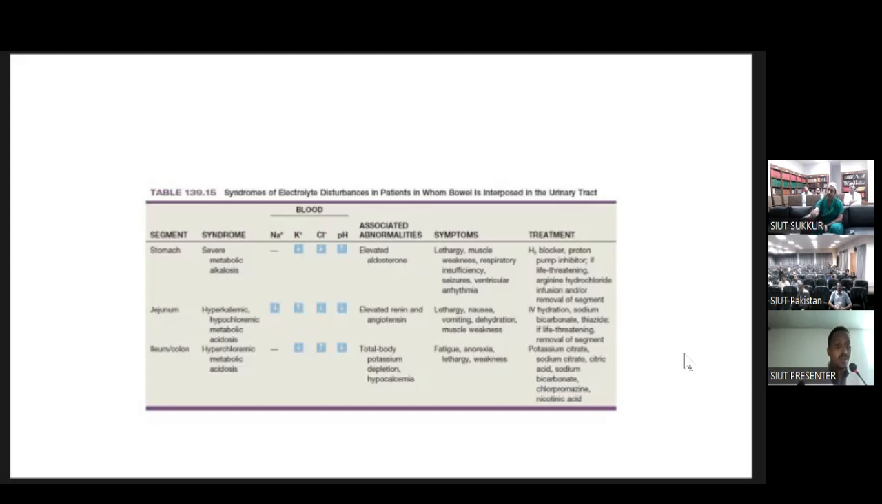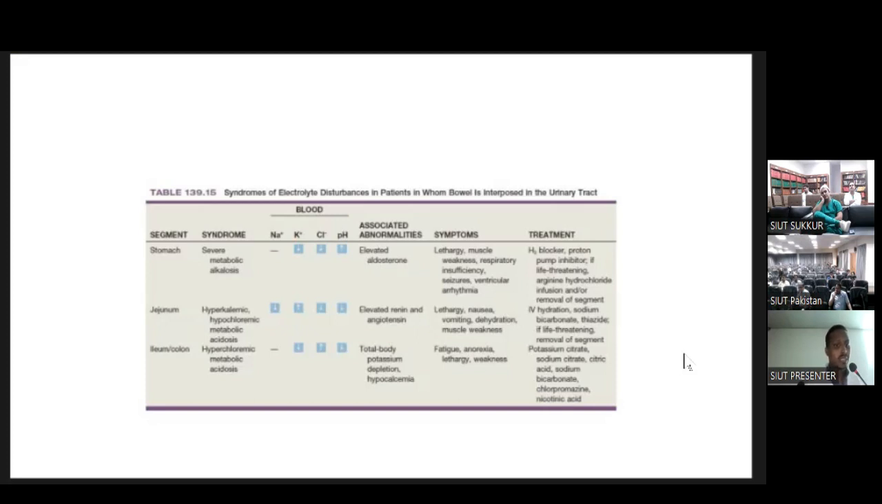So, jejunum can cause hyperkalemic, hypochloremic metabolic acidosis, which later activates the renin-angiotensin system, which causes absorption of water and sodium and excretion of potassium. The symptoms the patient will have are lethargy, nausea, vomiting, dehydration, muscle weakness, which we can manage with IV hydration, sodium bicarbonate, thiazide diuretics. And if this management fails, then we have to remove that segment which is causing all these metabolic disorders.